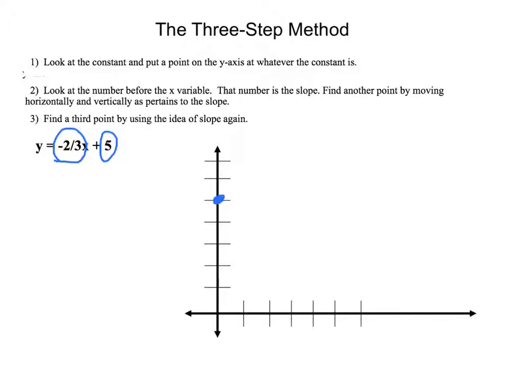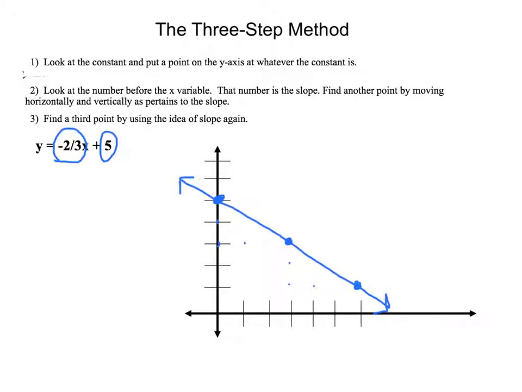So I am going to go down 2, 1, 2, and over 3, 1, 2, 3, and I am going to put another point. I can find a third point by using this idea of slope again. From the point that I just created, I'm going to go down 2, 1, 2, and over 3 again, 1, 2, 3, and I'm going to put another point. Then all I have to do is go through and just draw my line. And once again, remember to put arrows on either end to indicate that that line goes on forever and ever.